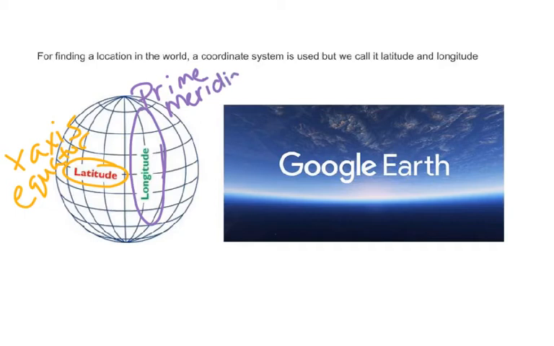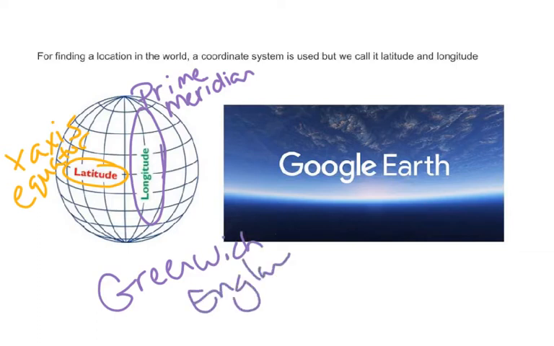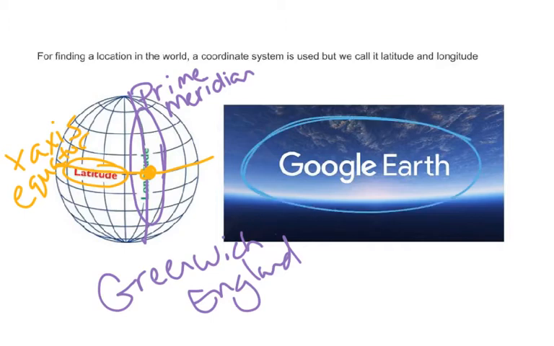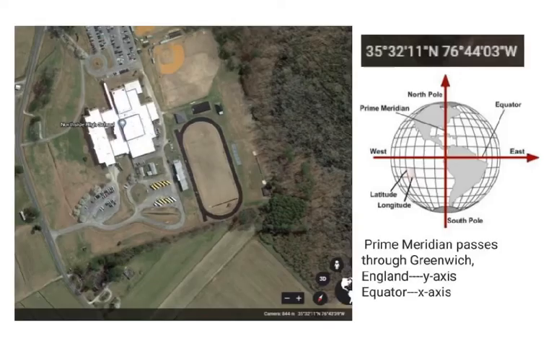And that goes through a place in Greenwich, England. And where that lines come together is that point by which we find everything else in the world. This is the system that Google Earth uses to locate things in the world, because every place in the world has a latitude and longitude that tells its location.